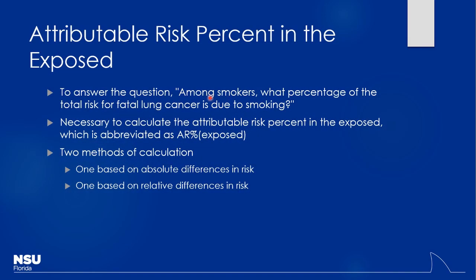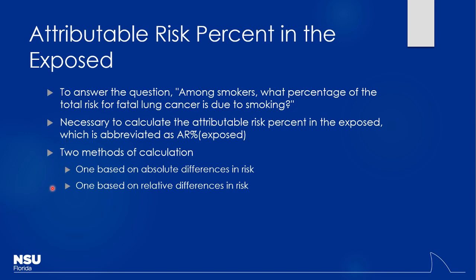So basically what this is saying is, among smokers, what percentage of the total risk for fatal lung cancer is due to smoking? So instead of saying how many extra people are going to be dying from that, you can get it down to the percentage, okay? And so we'll look at the calculations there. And again, basically what you need first is that attributable risk percent in the exposed individual. So you need to be able to figure that out.